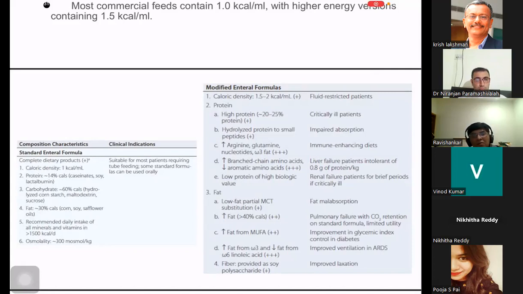When there is impaired absorption because of a decreased absorption area of the intestines, we give protein in peptide forms. Fat is increased to 40% in a patient with pulmonary failure, and we also increase the omega-3 fatty acids and decrease the omega-6 fatty acids in ventilated patients with acute respiratory distress syndrome.